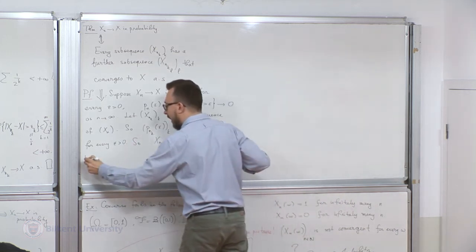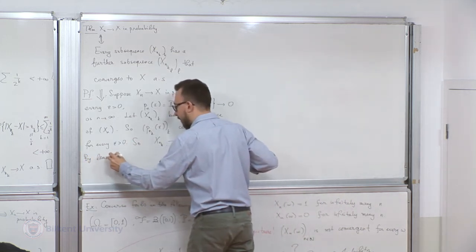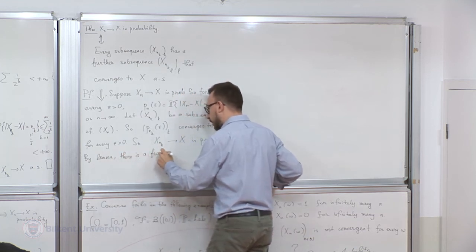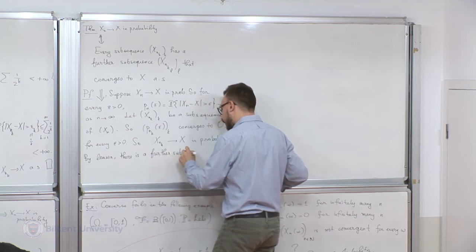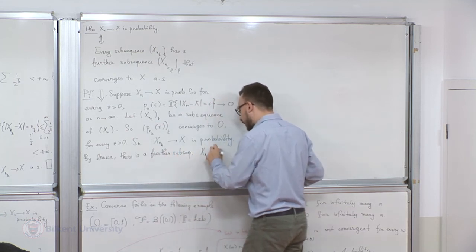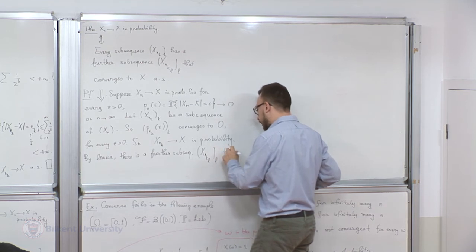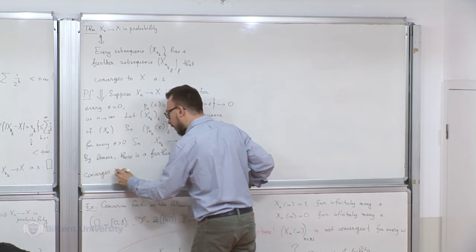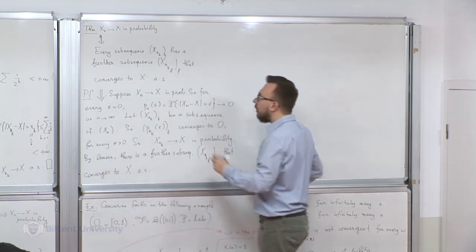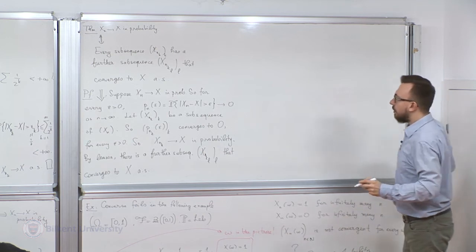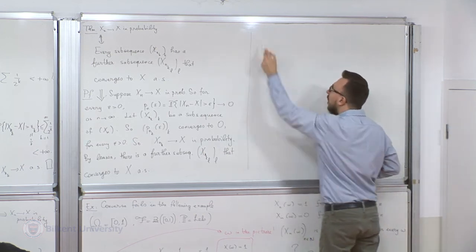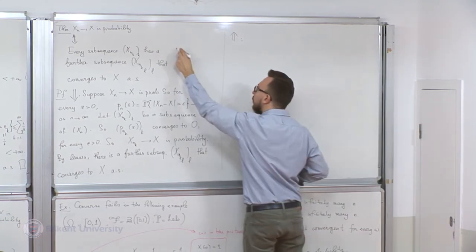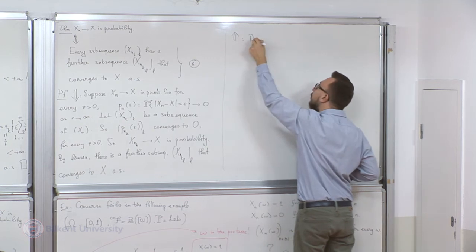Okay? And by the lemma, this subsequence has a further subsequence. There is a further subsequence, Xnkl, that converges to X almost surely. Okay, so this was the easier part. So let's call it star, assume star.